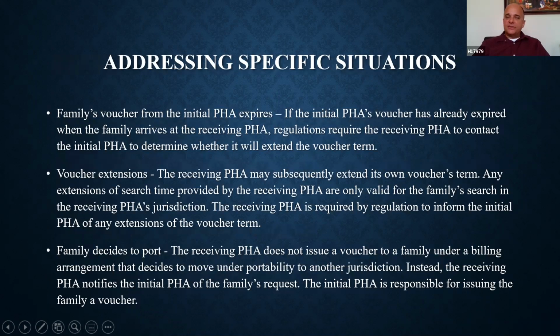Okay, so I want to talk about some specific situations. So let's say we have a case in which the family's voucher for the initial PHA expires. What this means essentially is that when the family gets to the receiving PHA's jurisdiction, the initial PHA's voucher has already expired. So if this happens, the receiving PHA must contact the initial PHA to determine whether it will extend the voucher. If so, then the receiving PHA can move forward with the portability process. If not, then the family gets referred back to initial PHA's jurisdiction.